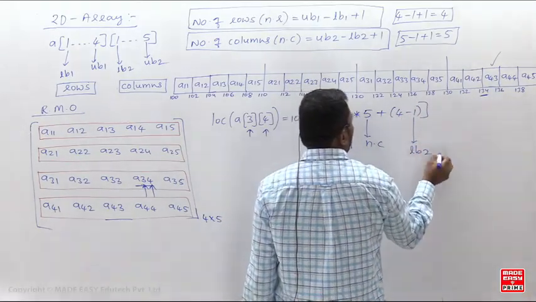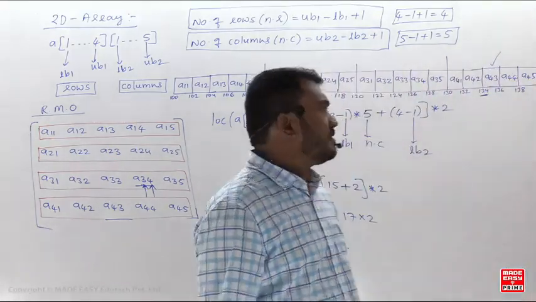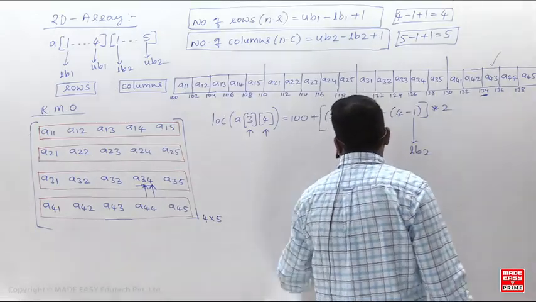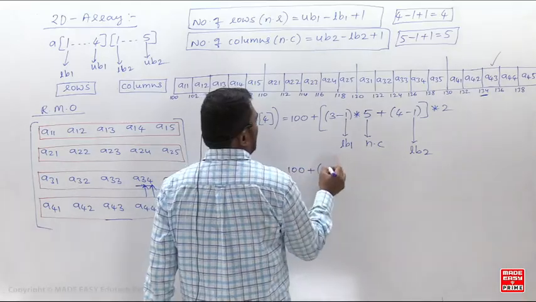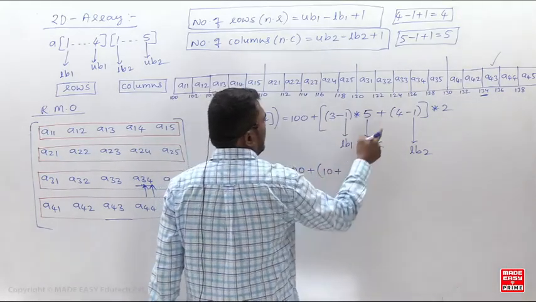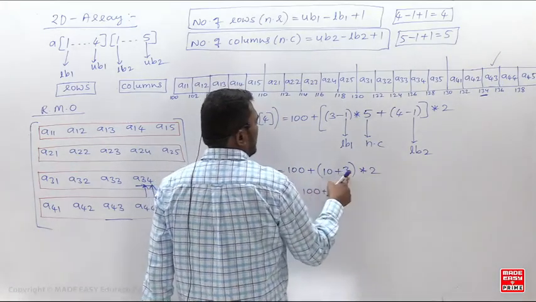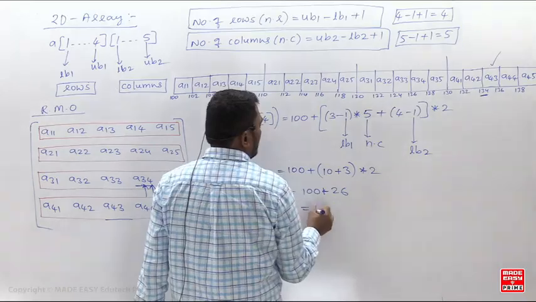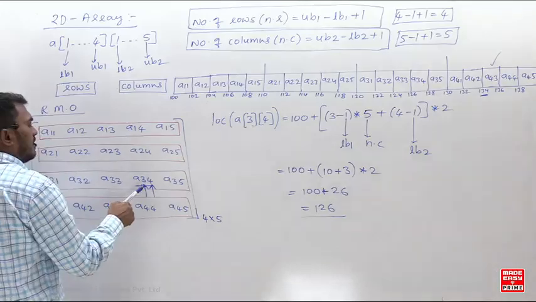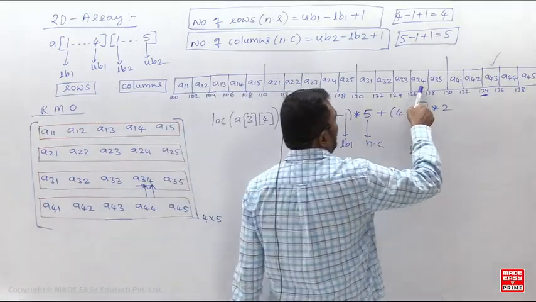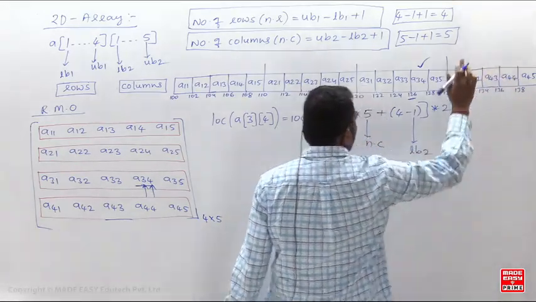So what is this one here? Lower bound 2. So multiply with what? The size of the element. So find out this value, multiplied with the size of the element. So 100 plus 2 into 5, that is 10, plus 3, that is 13. 13 times 2 is 26. So that is 126. Check it out, is it matching? Location of A of 3 4 is 126. So is it matching?